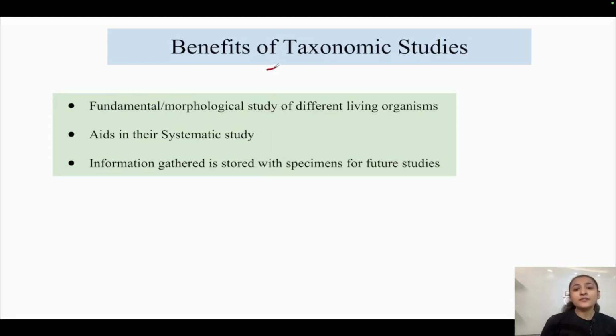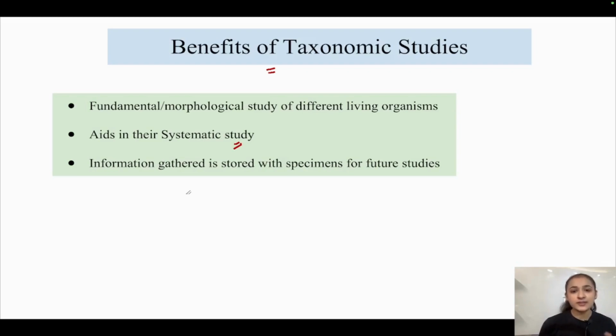Now, what are the benefits of taxonomic studies? Taxonomic studies are the fundamental and morphological study of different living organisms. It helps us in studying their morphology. The fundamental study is studying their morphology. It also aids in their systematic study. We would find out the relationships between different kinds of organisms, who are more related to each other, who are less related to each other, and how they came about in existence.